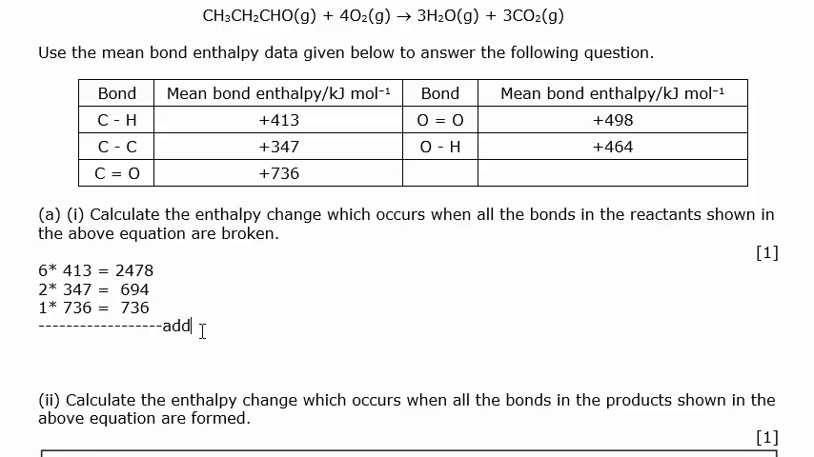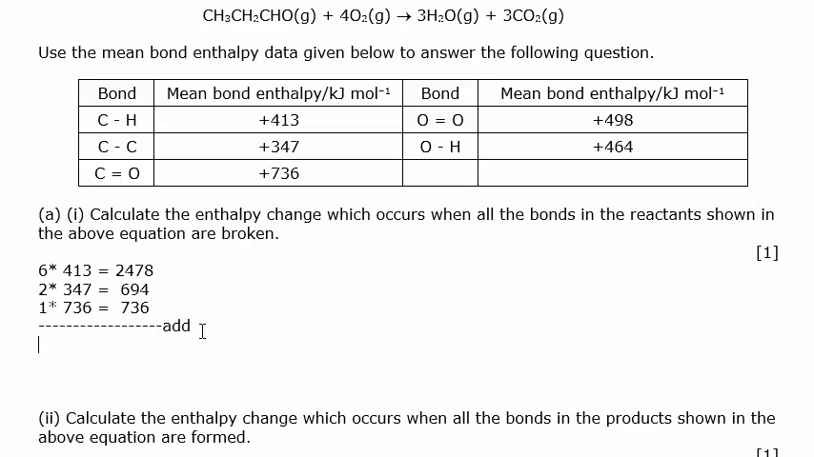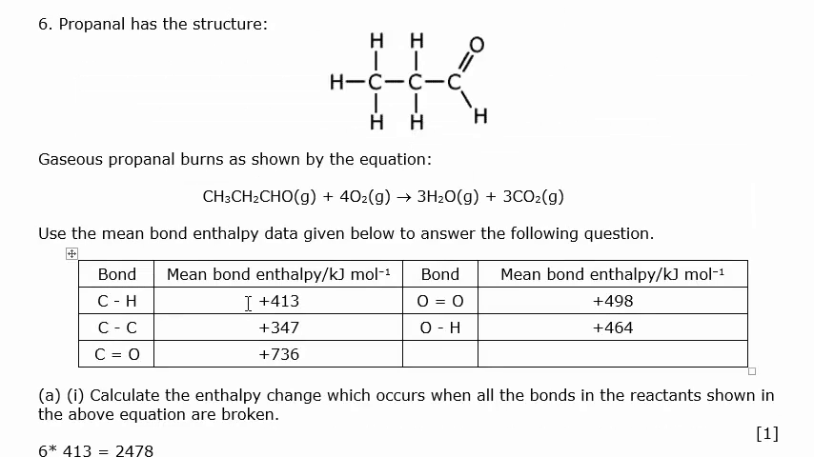And what do we get? Let's have a look. 694 plus 736 plus 2478. Two carbon-carbon bonds. I'm just checking it through. 1, 2, 3, 4, 5, 6.